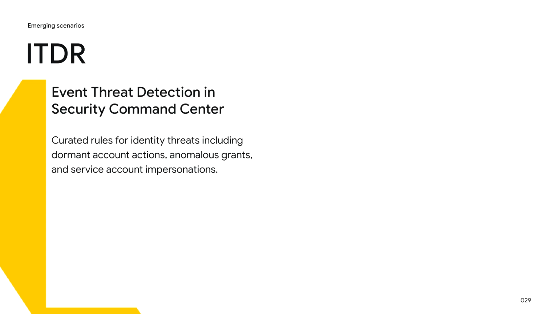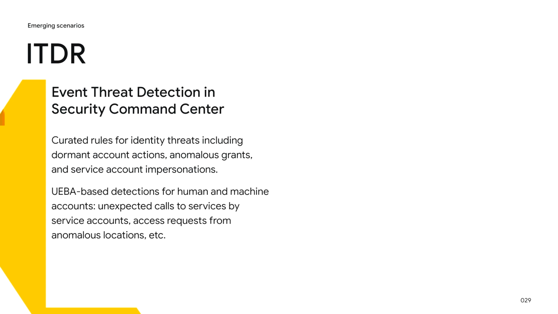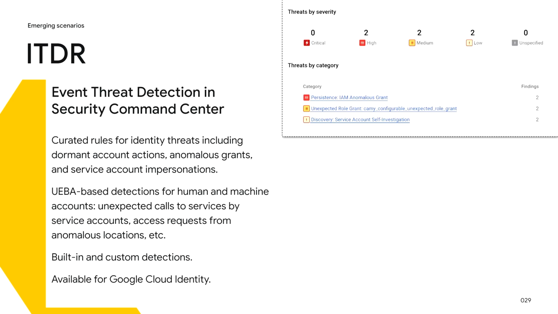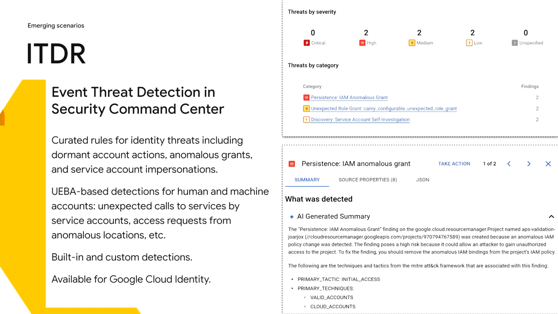So let's say you have a dormant account getting used all of a sudden, or anybody trying to grant anomalous access to somebody. These kinds of events, using user analytics, will get surfaced in Security Command Center. You have built-in custom detections and also playbooks currently for Google Cloud Identity in SCC. Over time, you'll see us expand this for Workforce Identity Federation and other scenarios. In a sense, you can get findings in SCC which basically tell you you have problems related to how your identities are getting used.